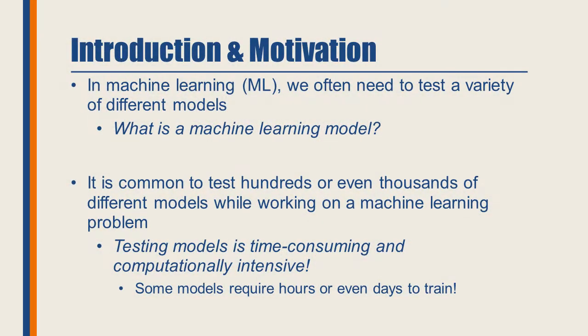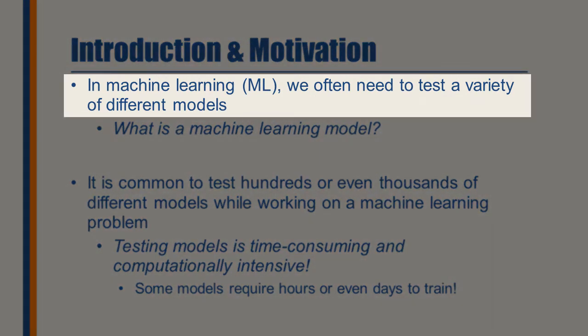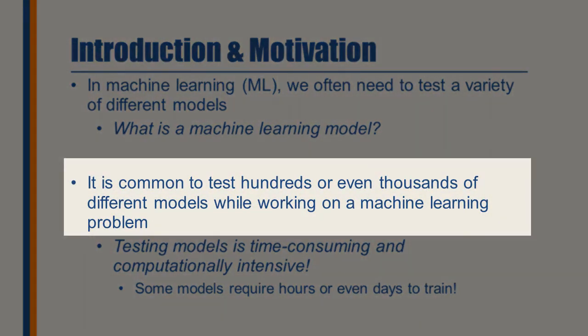To begin, I'll provide a brief introduction and will explain why this is such an important problem. When developing machine learning-based solutions, it's common practice to test a variety of different models with a view toward identifying the model that yields the best performance. The term model, as I'm using it here, refers to a combination of a specific machine learning algorithm and the particular values that have been chosen for the algorithm's tunable or definable parameters. Machine learning practitioners often need to test hundreds or even thousands of different models before deciding upon a final model to use for an analytics or data science project.